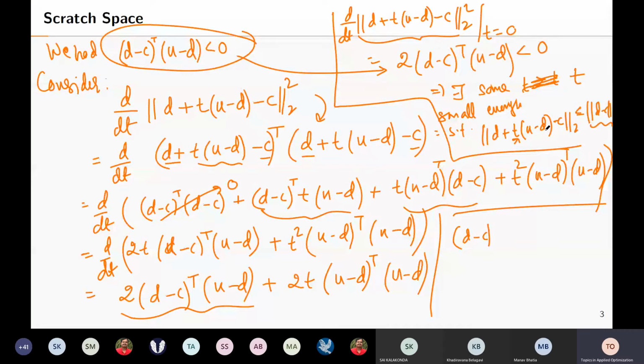Okay, so what does this suggest now? If I have this, what does this suggest? What is u minus d? Where does this point belong? Remember what u was and what d was. Remember u was in D, right? And d was in D already, right? So u was in D and d was in D. So where does this point belong now?